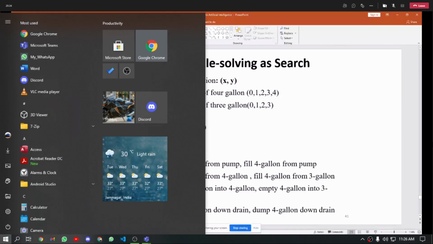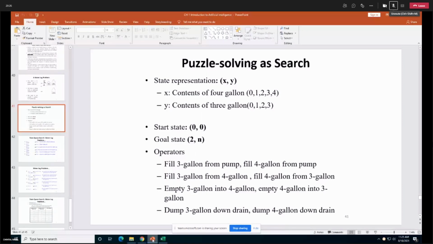So X represents your 4 gallon jug, Y represents your 3 gallon jug. Here I am teaching you how, if an informal definition or problem statement is given to you, your responsibility is to convert that informal one to this formal one. So we are going to the solution, but first we need to go step by step.